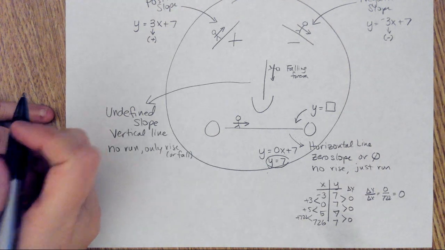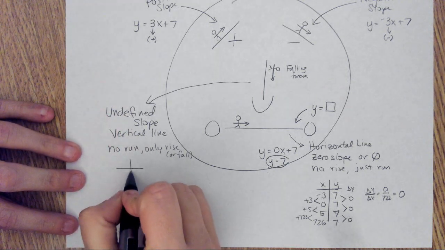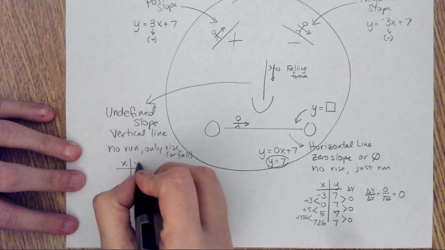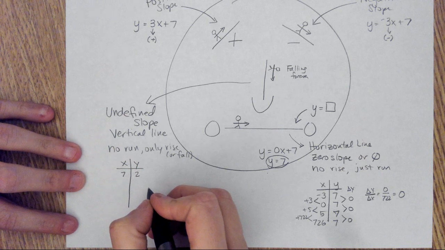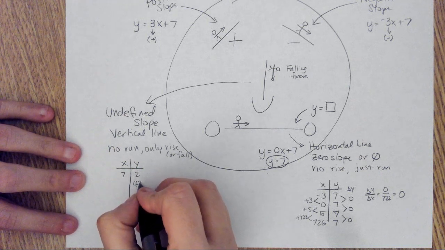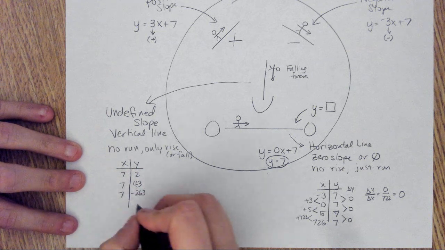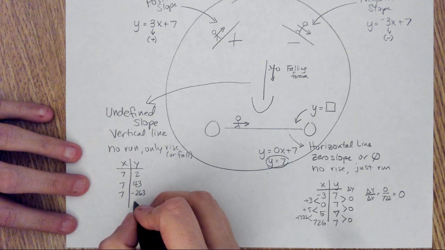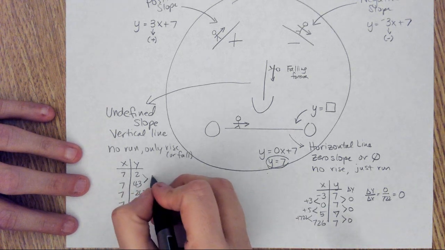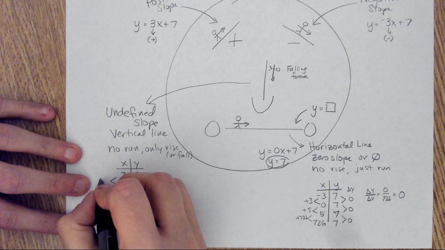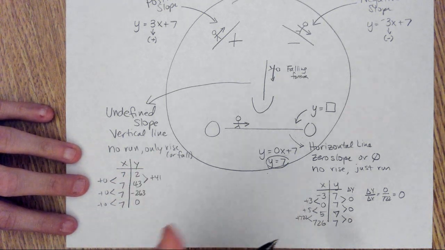Okay? So when I look at this, what we're going to see, and I'm not quite sure how to explain it to you, so I'm just going to show you. What you're going to see when you look at the table, if y is 2, x is 7. If y is 43, x is 7. If y is negative 263, x is 7. If y is 0, x is 7. Okay, so I'm just going to look at the first row. 2 plus 41 is 43, and x is 7. These are all plus 0.